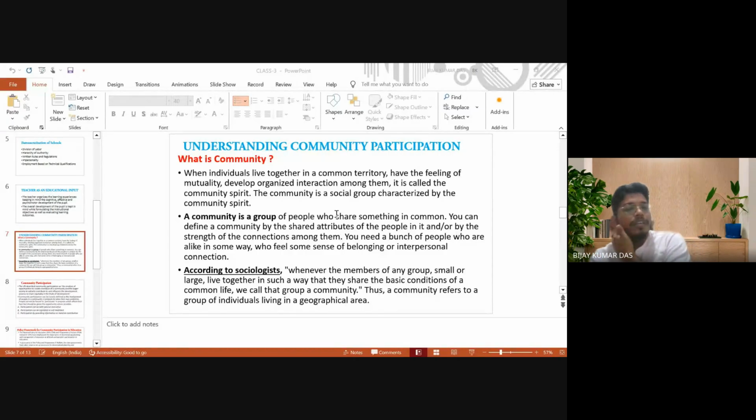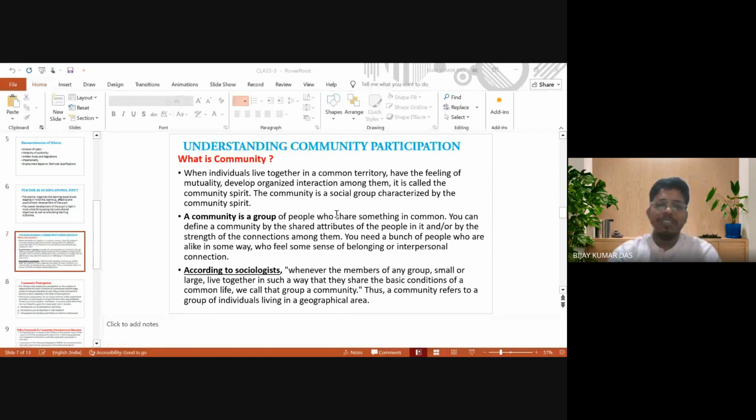Okay. If we define what actually community is, the term community has been used in various ways with a lot of arbitrariness. They used it to denote a group of people. So we can say they use it to denote a group of people.